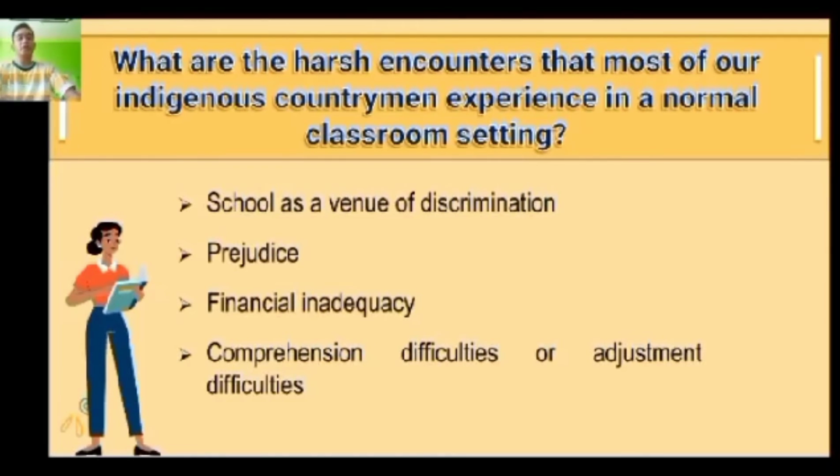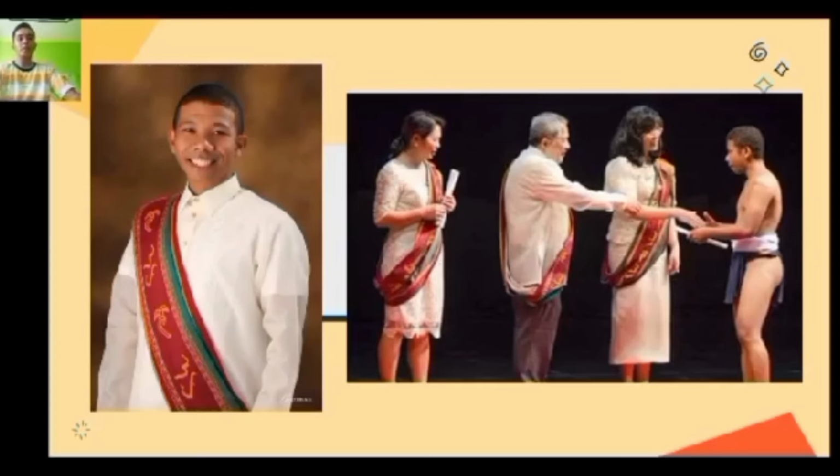So I have here school as a venue of discrimination. Yes, that is the main concern, because other kids or children see indigenous people as different because of their physical attributes, their culture, or even their clothes. Next is prejudice, financial inadequacy, comprehension difficulties, or adjustment difficulties.